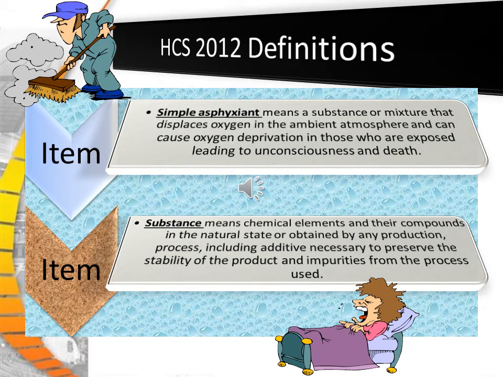Simple asphyxiant means a substance or mixture that displaces oxygen in the ambient atmosphere and can cause oxygen deprivation in those exposed, leading to unconsciousness and possibly death. Substance means a chemical element and its compounds in a natural state or obtained by any production process, including additives necessary to preserve the stability of the product and impurities from the process used.